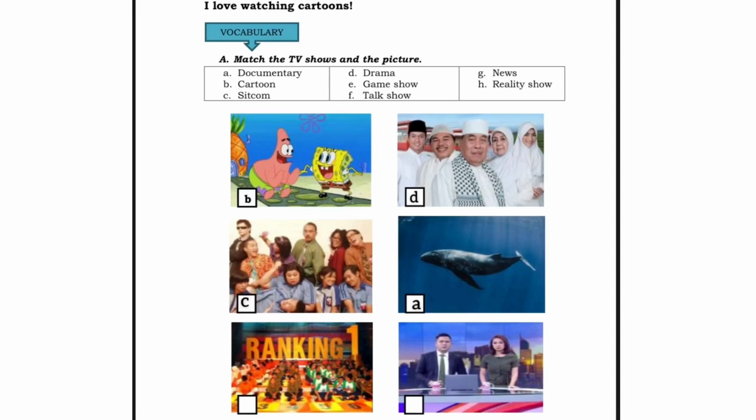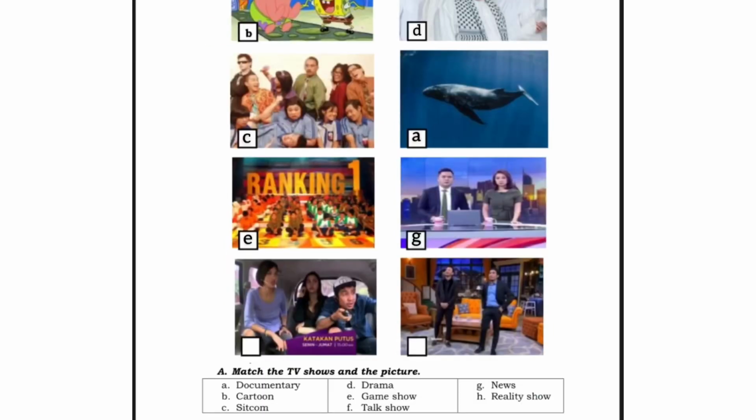And the fifth picture is Ranking One. It's a game show. So the answer of the fifth picture is game show. The answer of the sixth picture is news. The seventh picture is Katakan Putus. So the answer of the seventh picture is reality show. And the last picture is in a talk show. So the answer of the last picture is talk show.